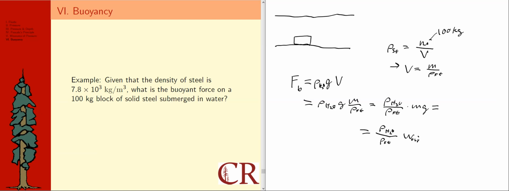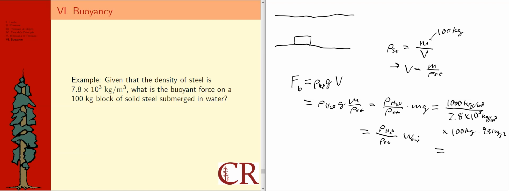To actually solve this, though, I can use this expression right here, since we know that it's 1,000 kilograms per meter cubed for water. Let me make that cube look a little better. And the density of steel we're given as 7.8 times 10 to the 3 kilograms per meter cubed. And it's going to be multiplied by 100 kilograms times 9.81 meters per second squared.